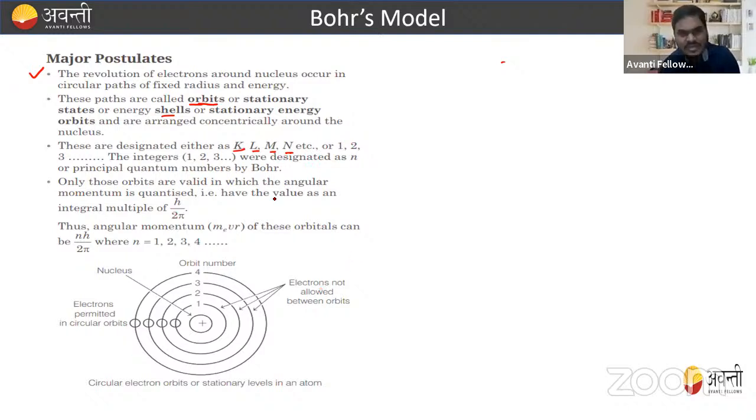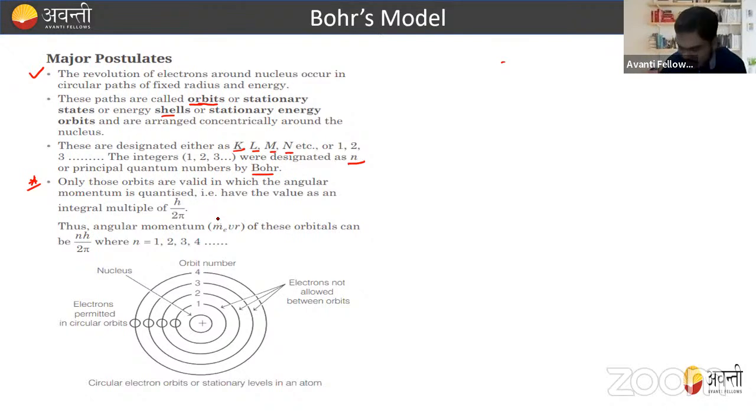This integer 1, 2, 3 is designated as n, or we say the principal quantum number, which is given by Bohr. Now, this point is very, very important. Only those orbits are valid in which the angular momentum is quantized, or we say has a value that is an integral multiple of h upon 2 pi, right? So only those orbits are valid in which the angular momentum is quantized, that is, it has a value that is an integral multiple of h upon 2 pi. It means nh upon 2 pi, where n is 1, 2, 3, 4, and so on, right?